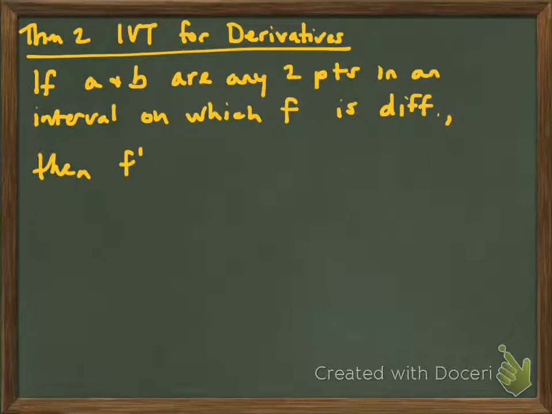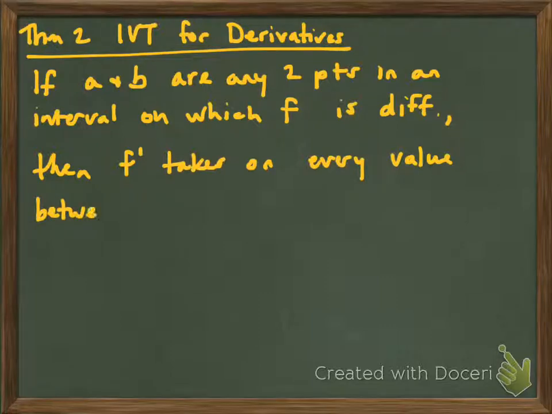Then, f prime, what is that? Okay, so my derivative takes on every value between, and I would get you to guess, but I know books are open, so I'll take the fun out of it. F prime of A and F prime of B. So tell me what that means. What is F prime of A? The derivative at A. And what is F prime of B? The derivative at B.